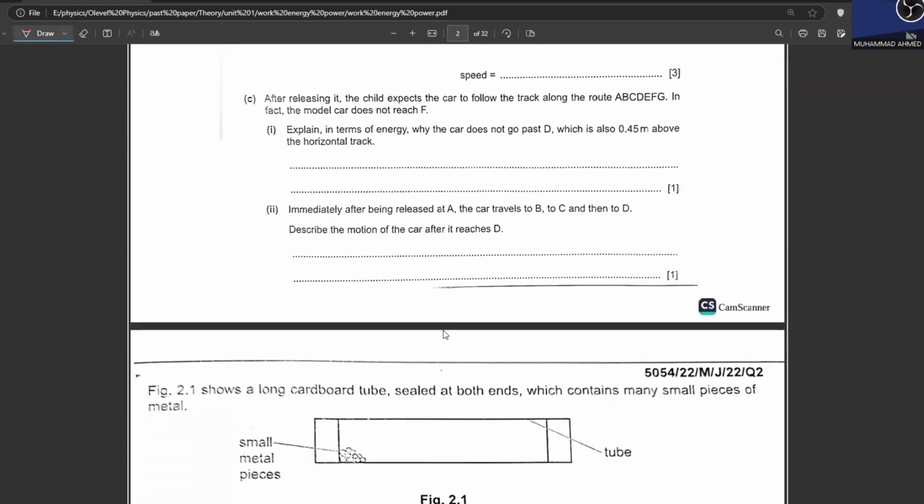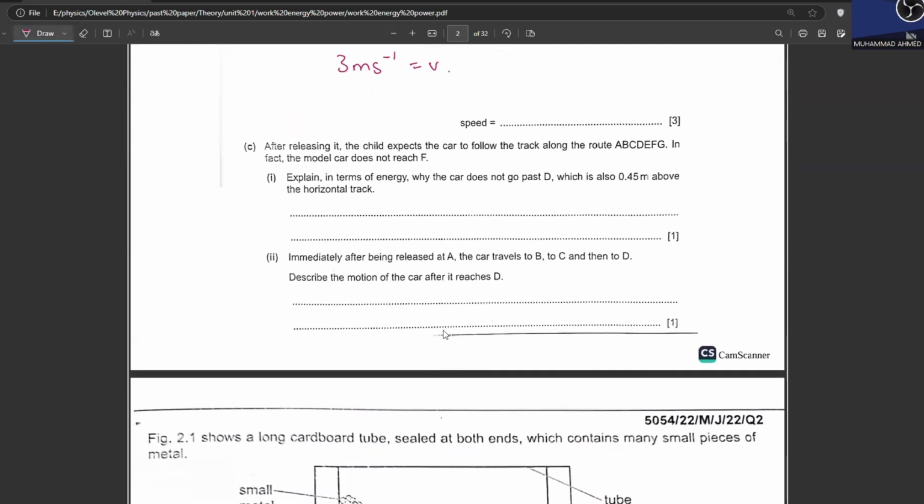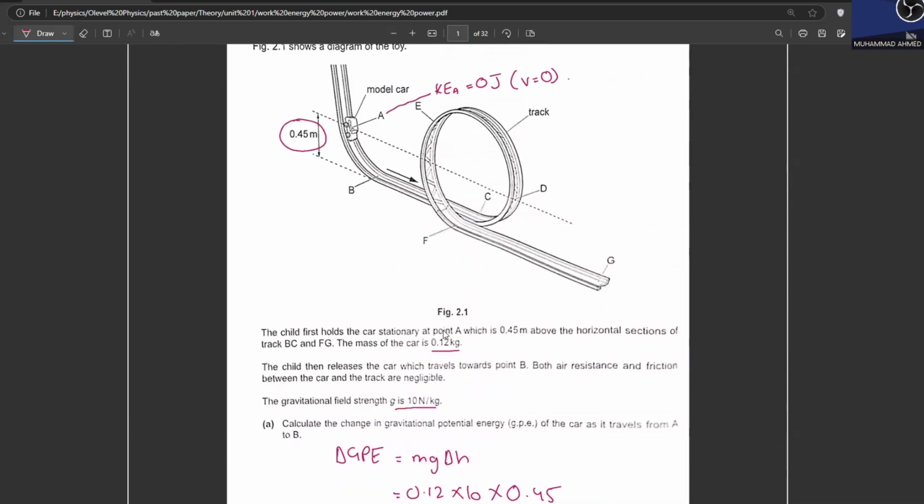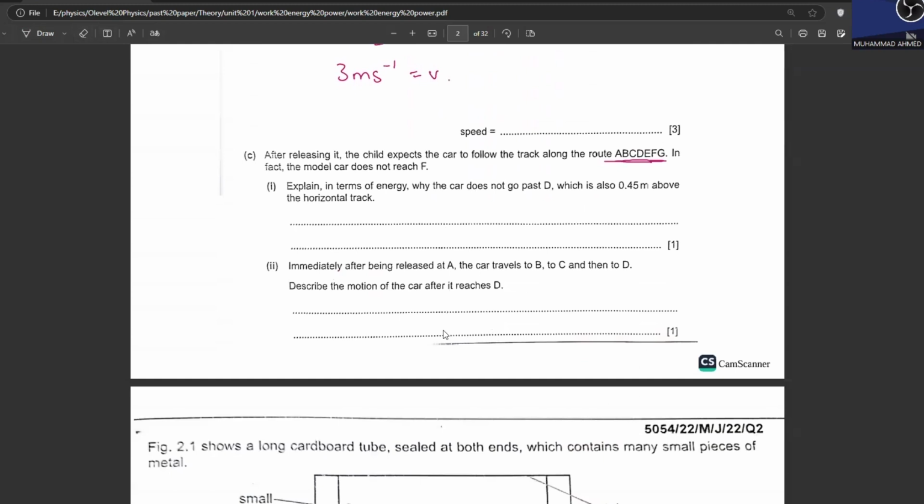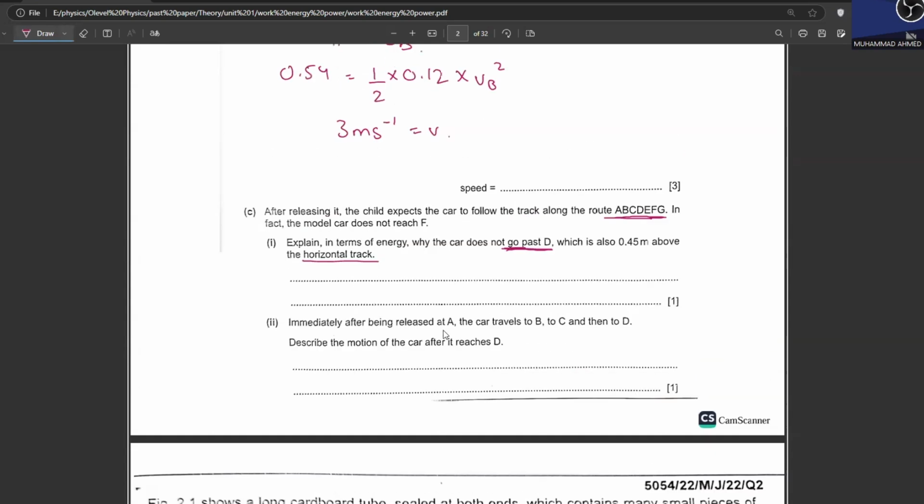Okay. Let's see part C. After releasing it, the child expects the car to follow the track along the route A, B, C, D, E, F, G. After the car is released, the child expects the car to follow this route. What is happening actually? Explain in terms of energy why the car does not go past D, which is also 0.45 meter above the horizontal track.